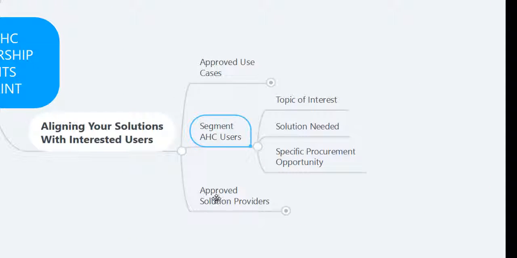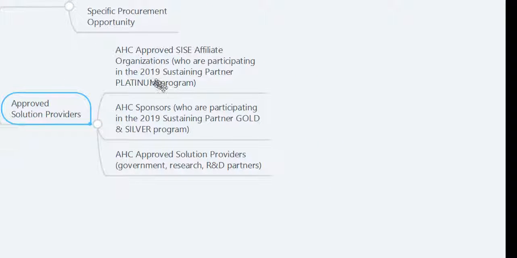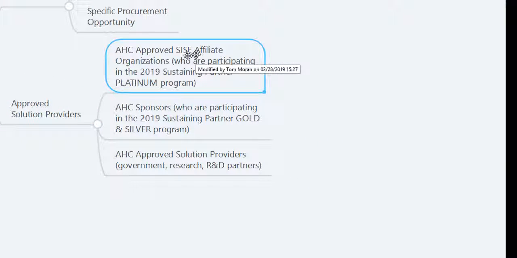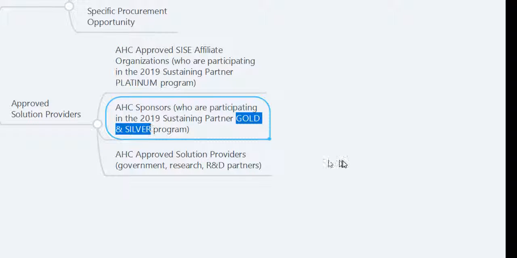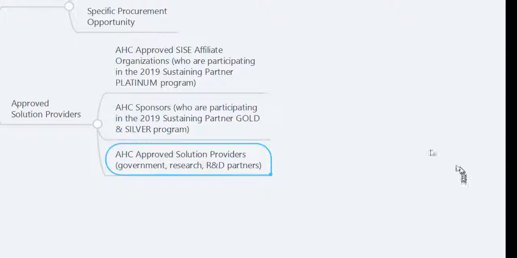And then we work with our approved solution providers. So that's you all. So that is our affiliate organizations at the platinum level. That's our affiliate sponsors at the gold and silver level right here. And that is our approved solution providers, like our trade associations or government. Sometimes government already has a solution, but private sector doesn't have access to it. So we broker that agreement, and we bring that in.